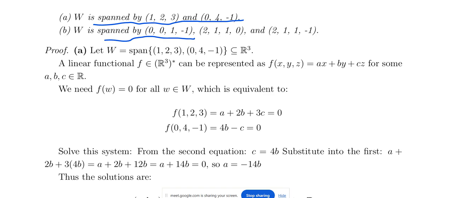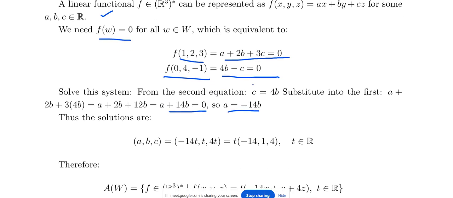So the linear function f on R cube can be represented as f of x y z equal to ax plus by plus cz for some a b c belonging to R. We know the definition of A of W, that means f of W equal to 0. Now f of 1 2 3 equal to a plus 2b plus 3c equal to 0, and f of 0 4 minus 1 equal to 4b minus c equal to 0. If you solve these two, then c equal to 4b, substituting here we get a plus 2b plus 3 into 4b, a plus 14b equal to 0, so a equal to minus 14b.